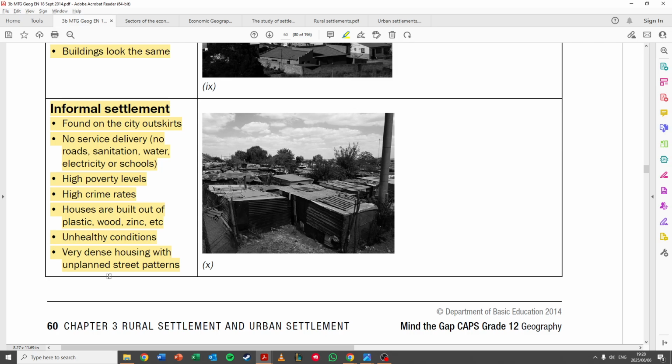Then we have informal settlements that tend to be on the city outskirts, and a lot of the times there is no formal service delivery, so no roads, sanitation, water, electricity, or schools. Then there tends to be high poverty levels, high crime rates, houses built out of plastic, wood, zinc, whatever type of material they can get. There tend to be unhealthy conditions and very dense housing with unplanned street patterns.